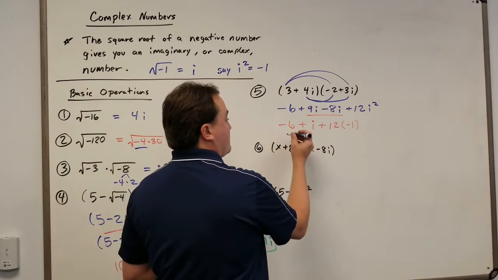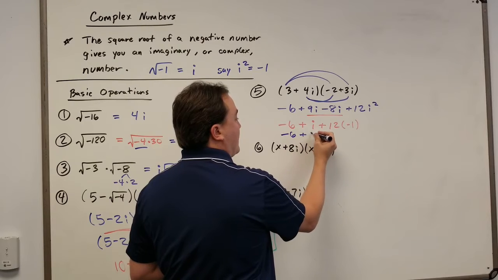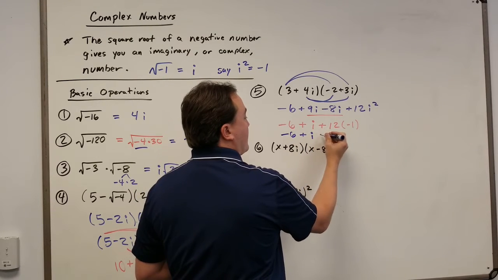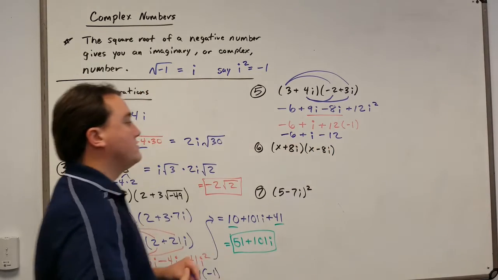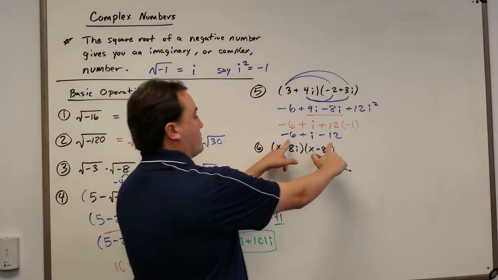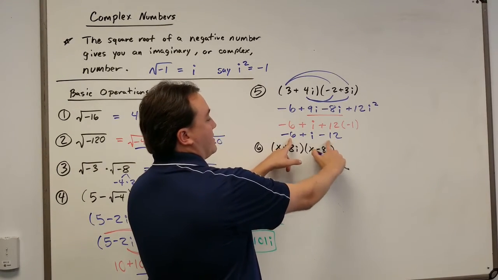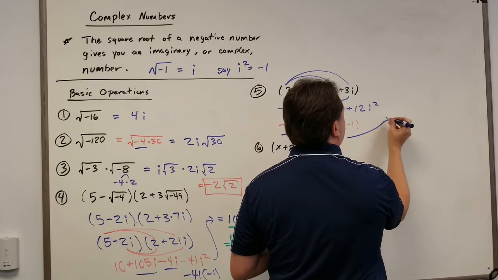So that's 6, negative 6, plus i minus 12. And then add our two last like terms, these two. That's negative 18 plus i. It's going to be our final answer.